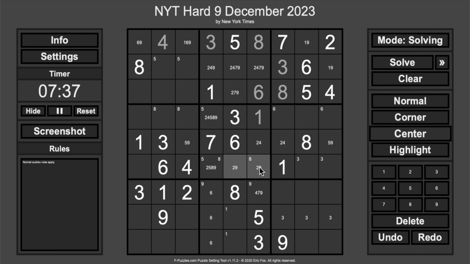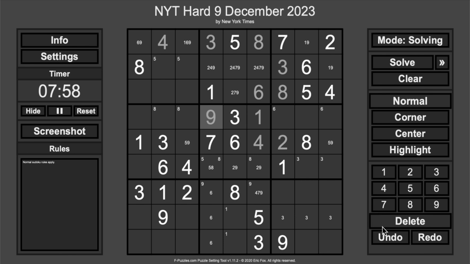Well, 2, 9 here, which I've confirmed, means this can't be 2, so that's a 4. That's 2. 2, 9 says these are not 2 or 9. And this isn't 2 or 9. Or 4 by placement.